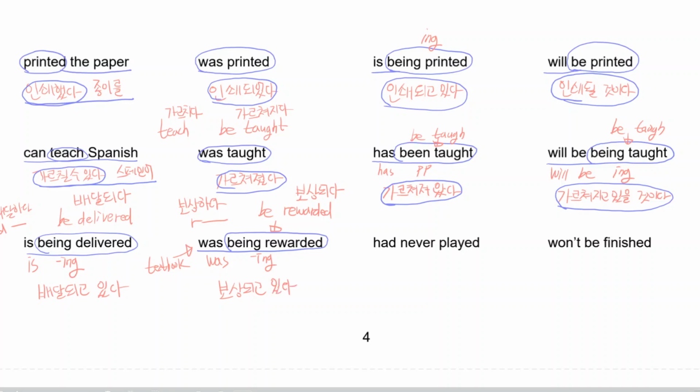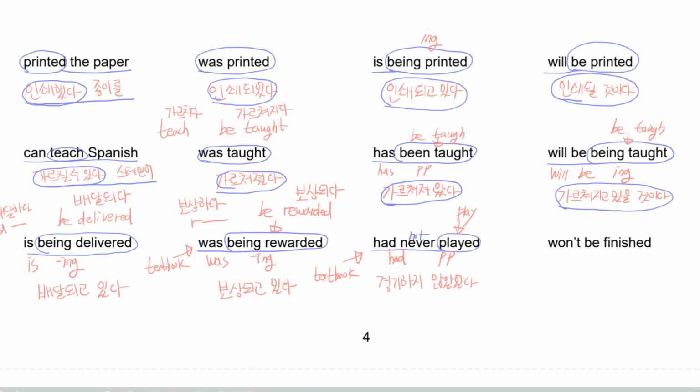Next one is had never played. It goes just like this. Never means not, right? Had not played, had never played. It's the same. So here we have play as the base verb, right? So that means 경기하지 않았었다. Here we have had PP form, so it should mean 경기하지 않았었다. This is from the textbook actually.